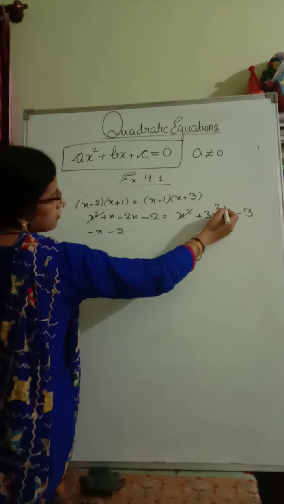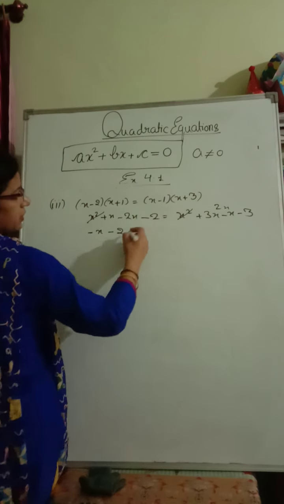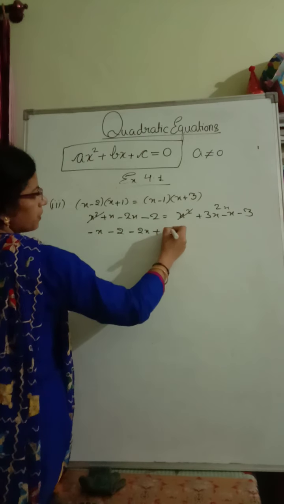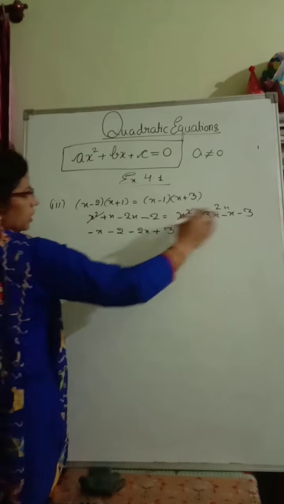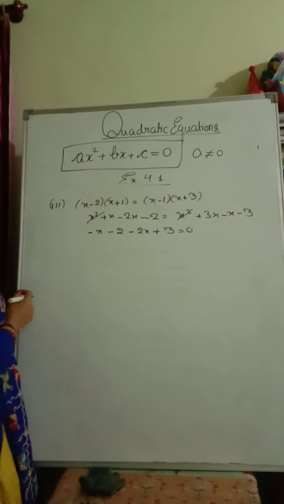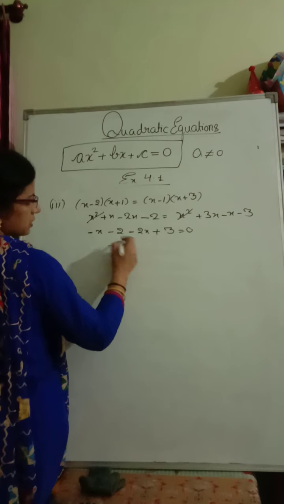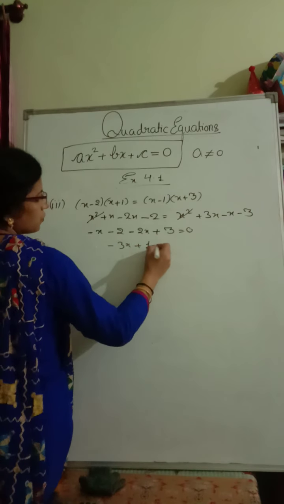So 2x will be left here. 2x we will bring to this side, so minus 2x. And minus 3 plus 3 equals 0. Okay, so now what will we do? Minus minus plus. So minus 3x plus 1 equals 0.